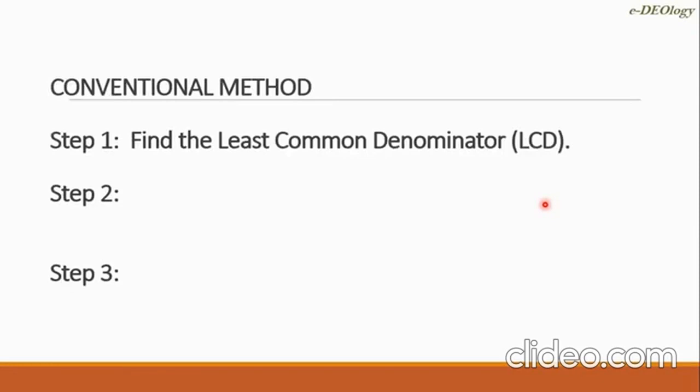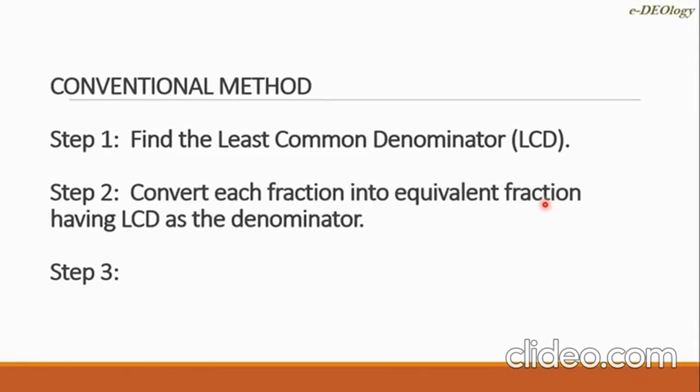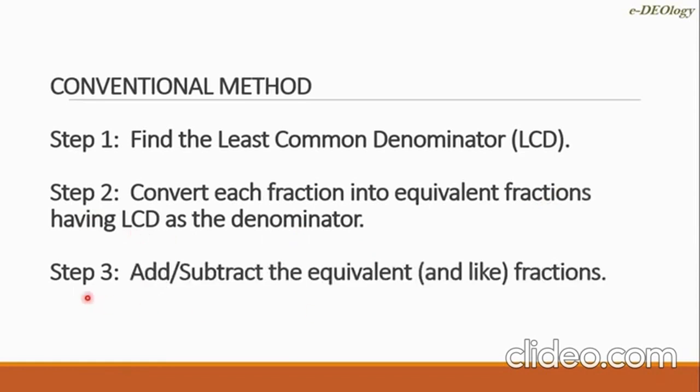Let's begin with the conventional method, where we are going to have 3 steps. Step 1 is to find the least common denominator. Step 2 is we convert each fraction into an equivalent fraction having the LCD as the denominator. And step 3, we add or subtract the equivalent, and now like, fractions.